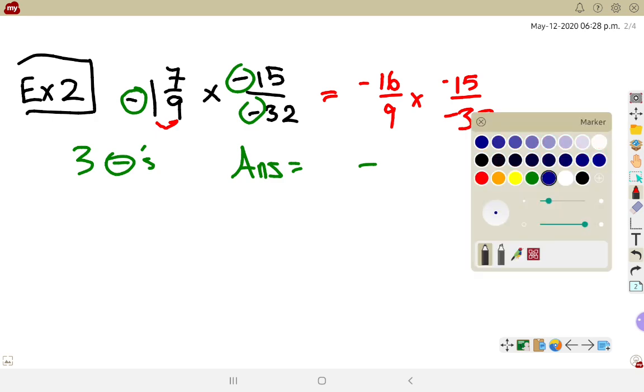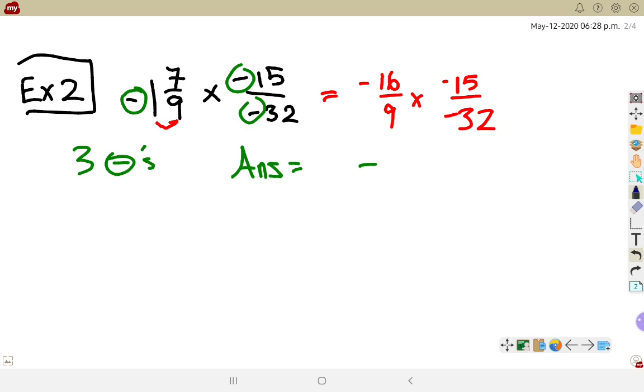Okay. All right, let's find our common factors. So 16 and 32 have a common factor of 16. So that would change into a negative 2 and a negative 1. And then 9 and 15 have common factors of 3, so that one would become a negative 5.